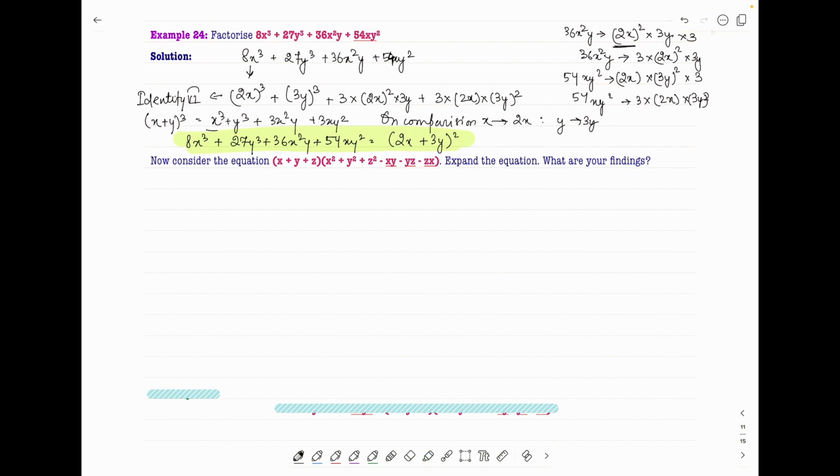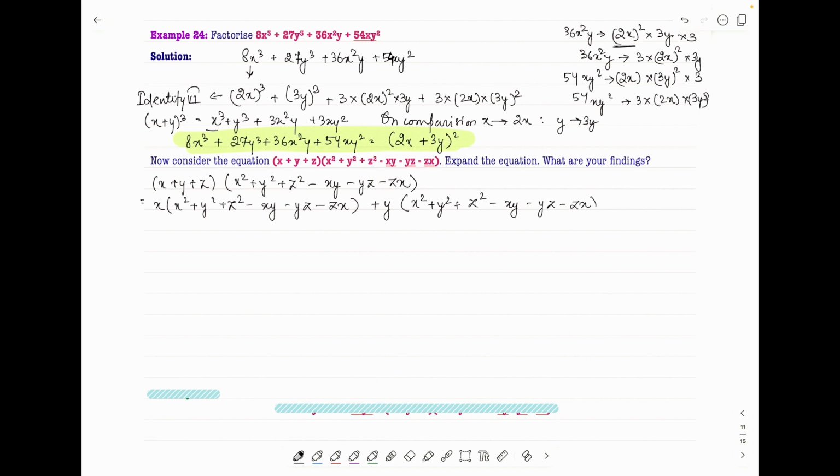Now this is one equation they have given: (x plus y plus z) into (x square plus y square plus z square minus xy minus yz minus zx). Let us solve this and see what result we get. Here x gets multiplied with the whole bracket, plus y gets multiplied with the whole bracket, plus z gets multiplied with the whole bracket.